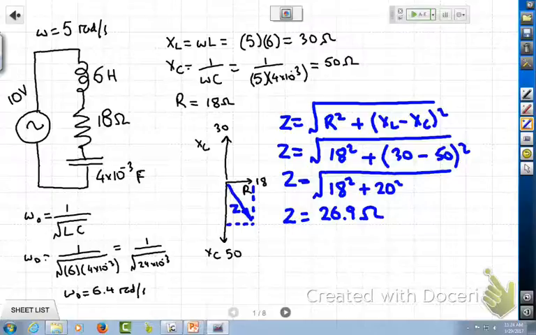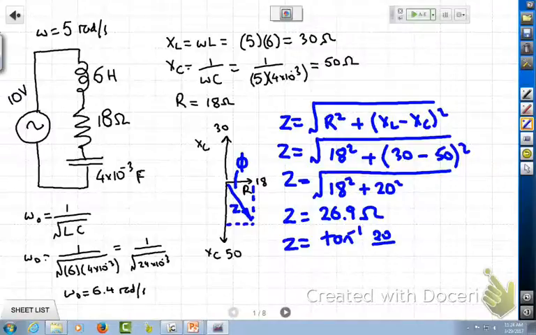That's my Z. And my phase angle is the tan to the minus 1 of the opposite, which is 20, over the adjacent, which is 18. I'll sort out my signs in a minute. So can you just work out what the magnitude of that is? Tan to the minus 1 of 20 over 18.